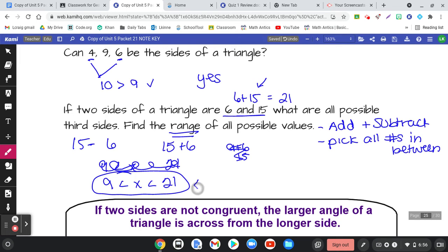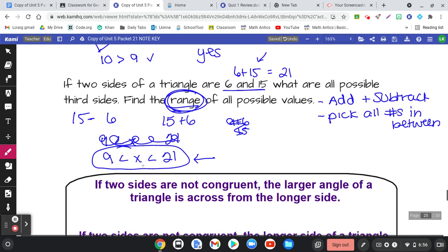And we're writing it like this as a range because you can't forget all the decimals in between either. All right, so again, add them, subtract them, and then just pick all the numbers in between. I mean, you could play around with values too.